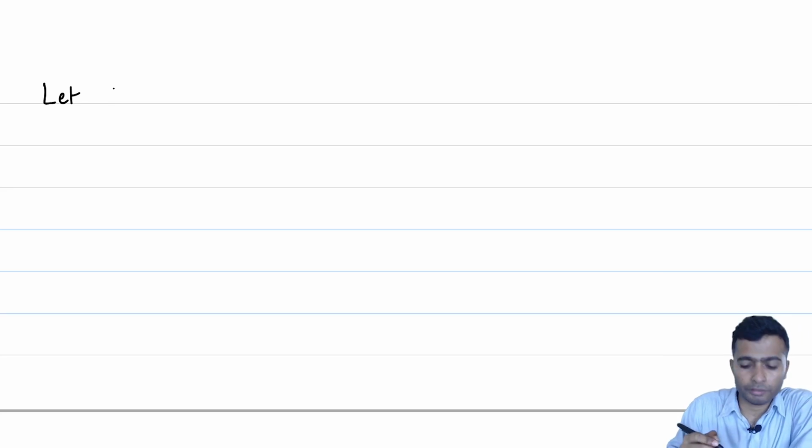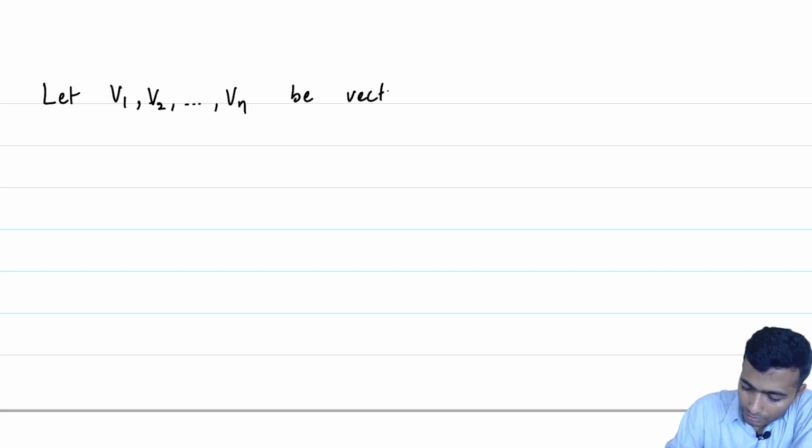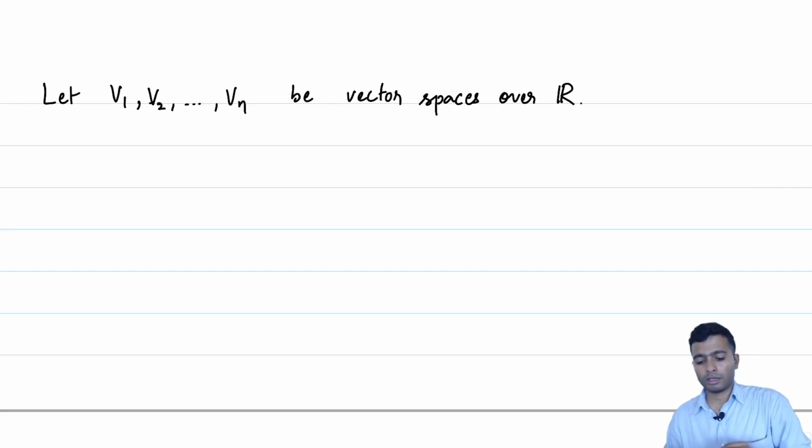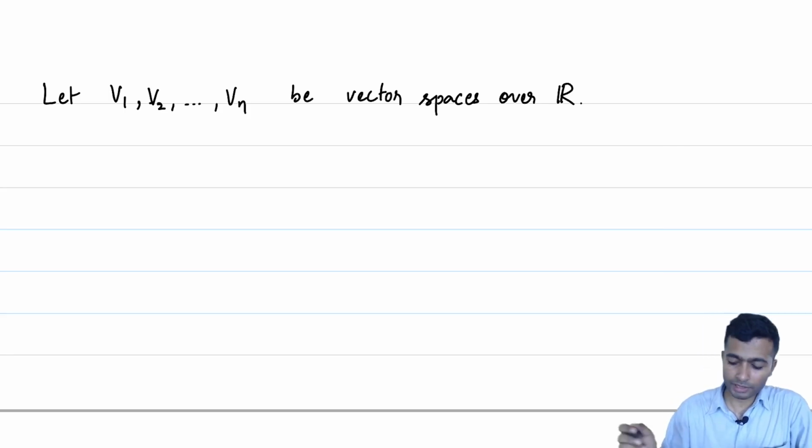To do that, let us begin by considering vector spaces V1, V2 up to Vn. Let V1, V2 up to Vn be vector spaces over R. All of these are vector spaces over R. We are not demanding any extra restrictions on these. V1, V2 up to Vn could be any vector space.